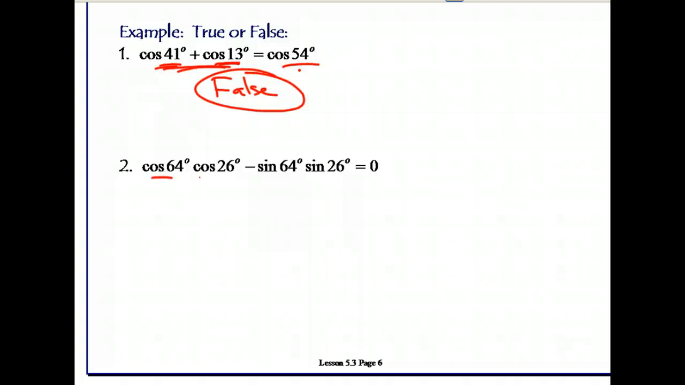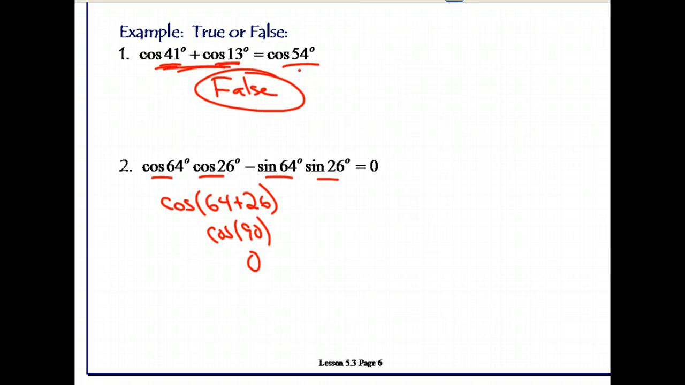Last one here. Oh, look, cosine, cosine minus sine, sine. That's the right side of the identity. Isn't that just the cosine of 64 plus 26? 64 and 26 is 90. What's the cosine of 90? 0. Oh, look at that. That checks out. So we will label that answer true.